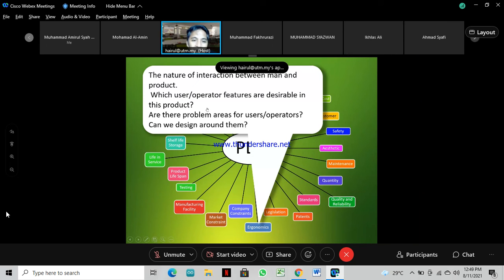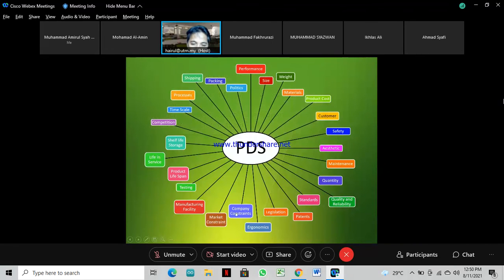To see if there are problem areas for the user, the operator: can we design around them? So make sure you put a statement that we design to satisfy the age range of the user, the focus user that we target. Just make a general statement on that. Also put an important statement about your user's age and gender. Age range and gender, that's important. Another statement is that we design around them for comfort, something like that. Two sentences are enough for me. Okay, that's about it.